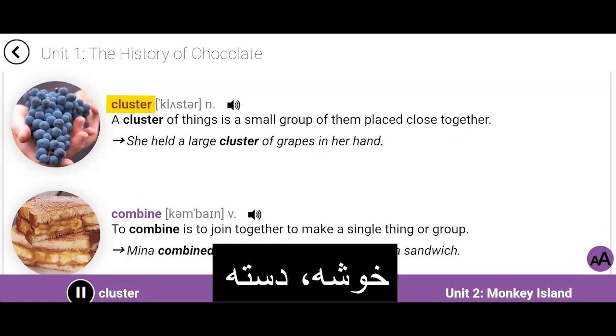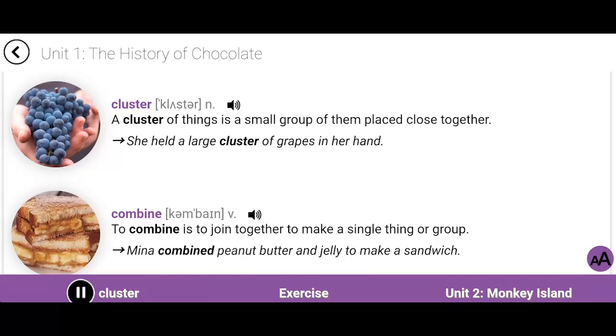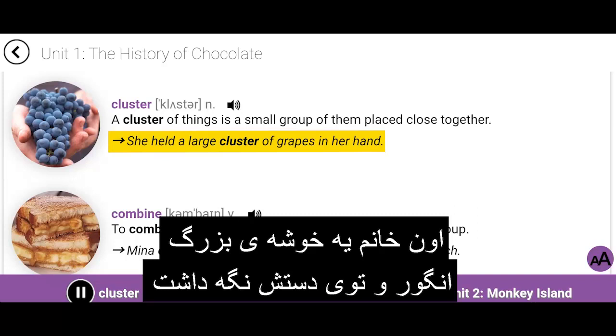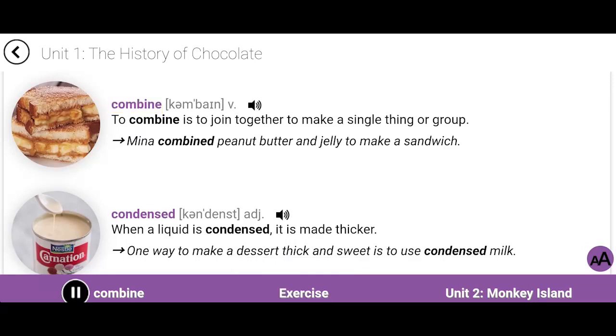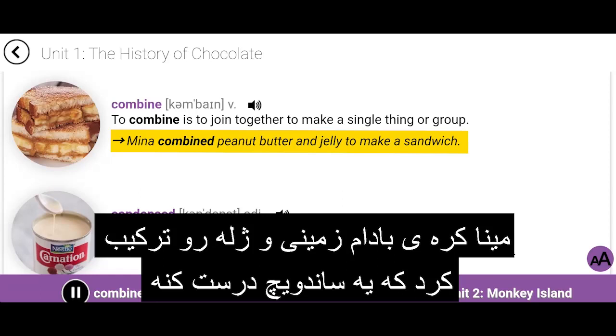Cluster. A cluster of things is a small group of them placed close together. She held a large cluster of grapes in her hand. Combine. To combine is to join together to make a single thing or group. Mina combined peanut butter and jelly to make a sandwich.